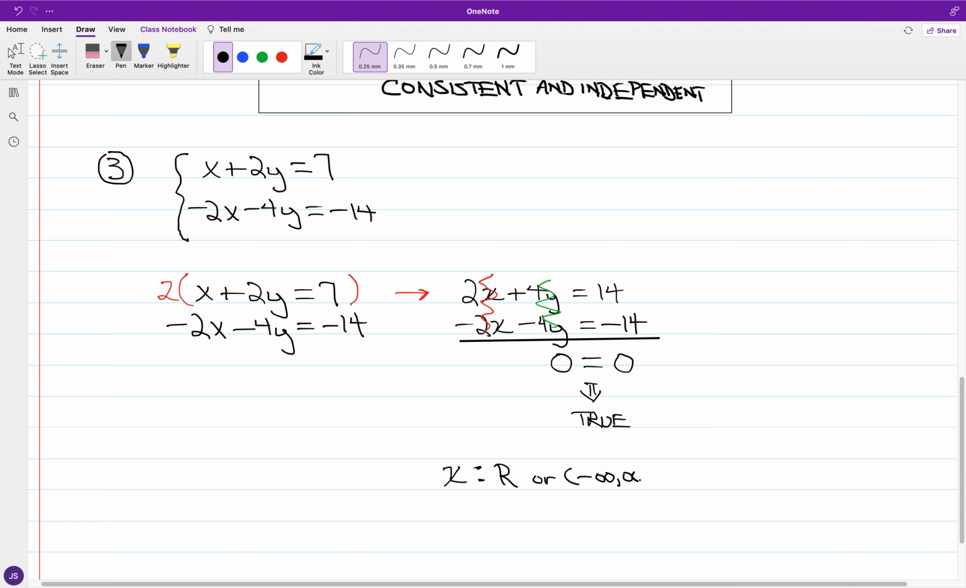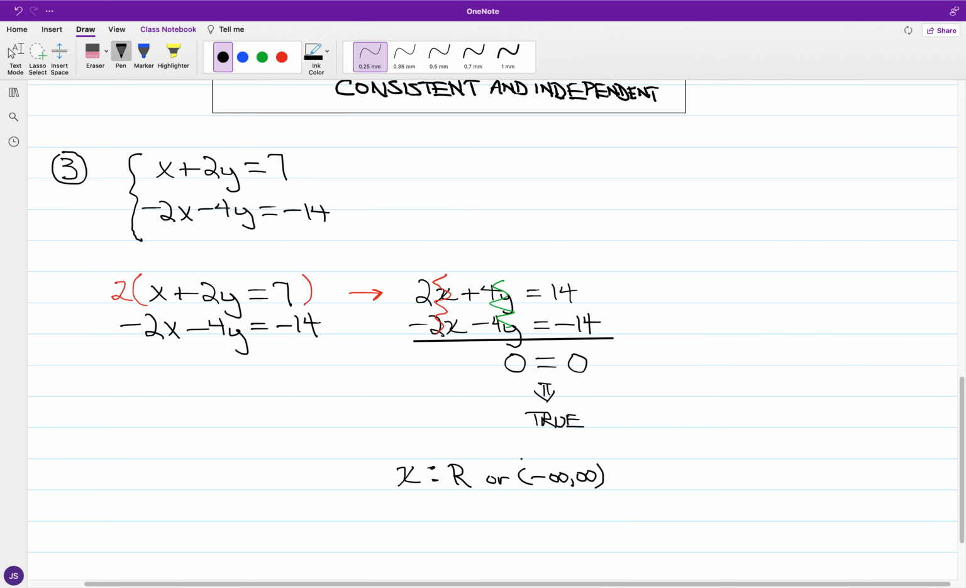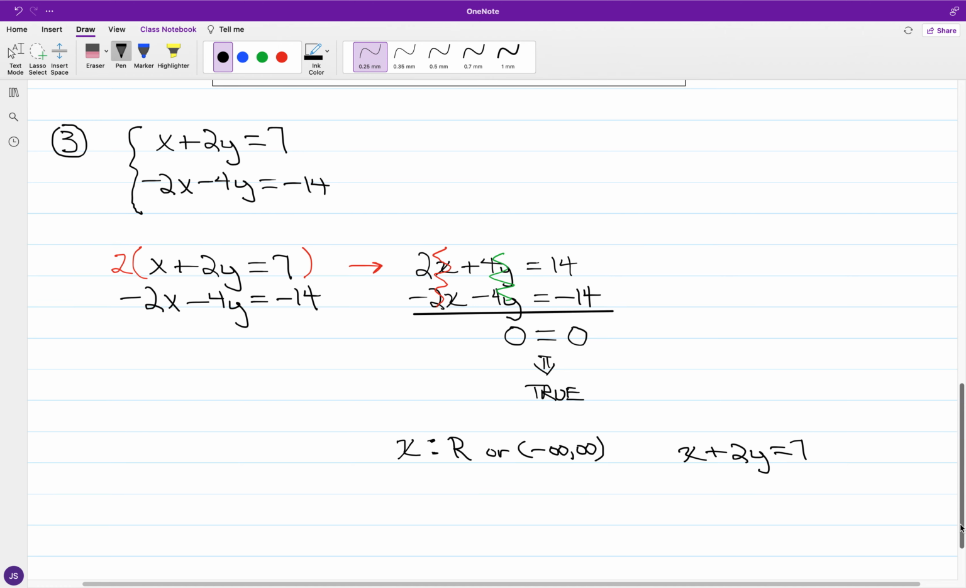Especially in the case of Alex, for all real numbers, you're going to put it in terms of what we have for x. But for y, while the range will also be the set of all real numbers, Alex is particular about how to express y, and that is to express it in terms of x. So we have x plus 2y is equal to 7, and we put y in terms of x.